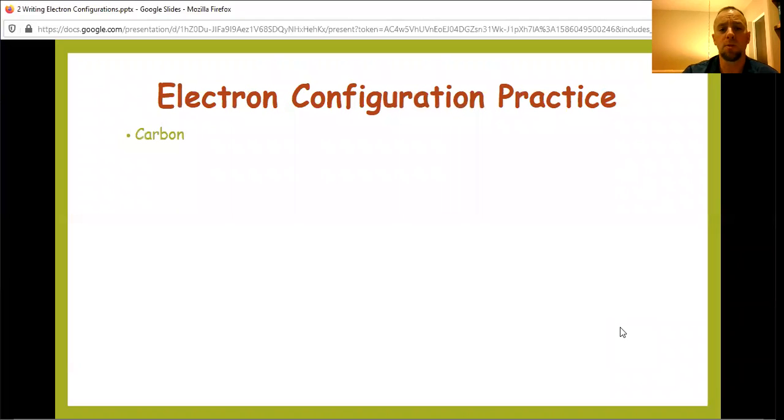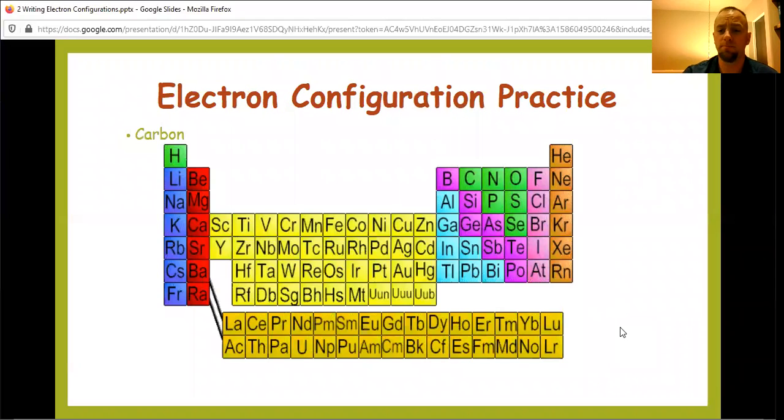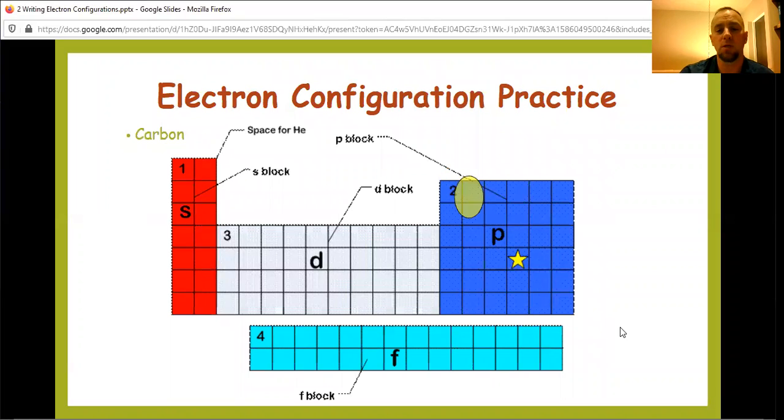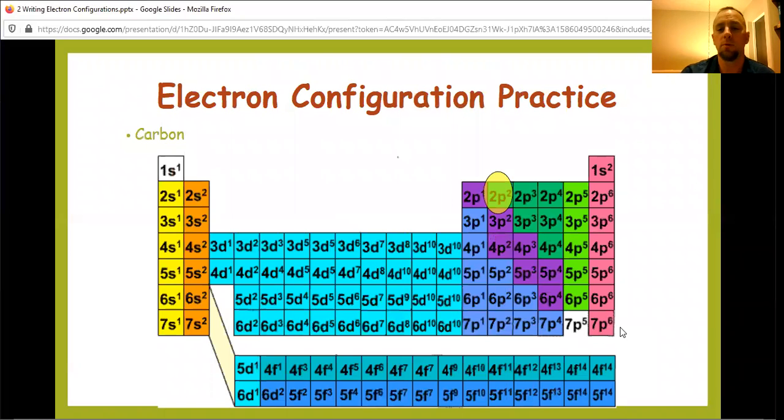Okay, so let's take a look at carbon. Carbon is located right here. Which block is that? Yeah, that's P block, right? What energy level? What is our principal quantum number in there? Okay, that's going to be our period. Okay, so let's take a look here. Here's carbon, with the electron configurations written on it.